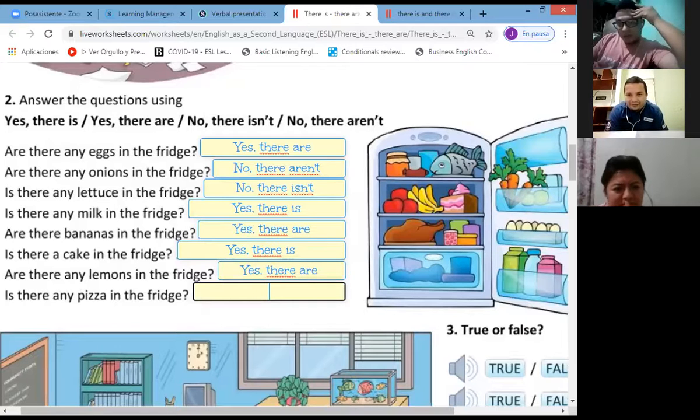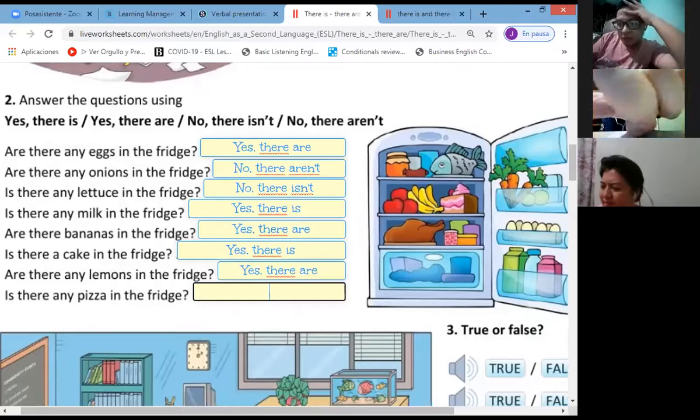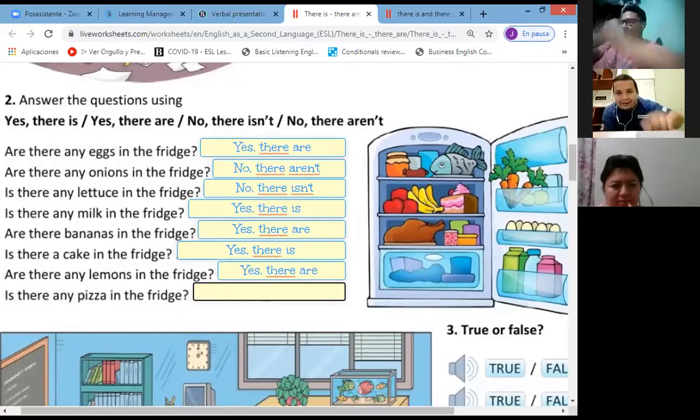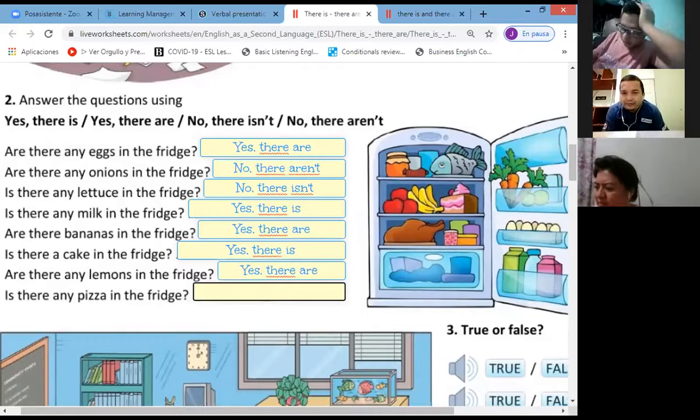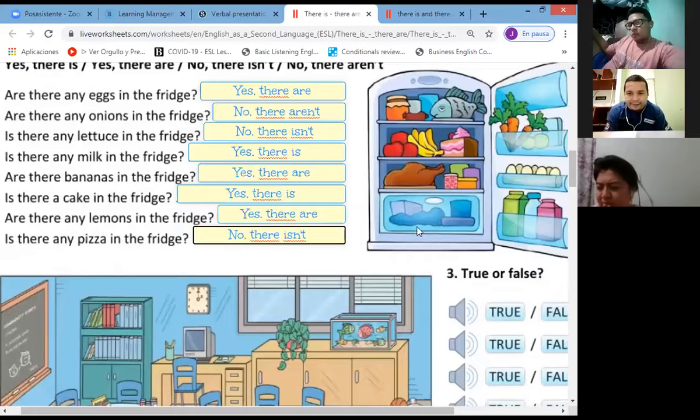Okay, Thomas, is there any pizza in the fridge? There is not. Follow the structure, Thomas. Follow the structure. No, there isn't. Okay. No, there isn't.